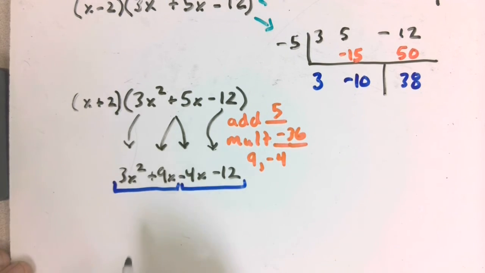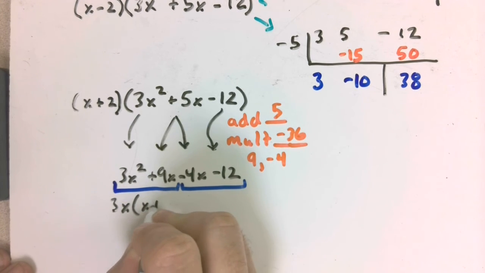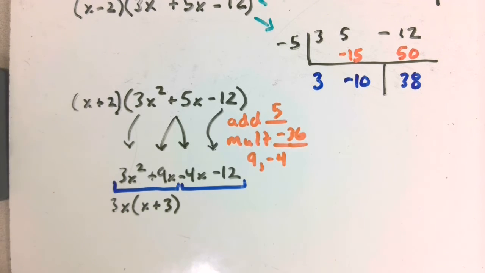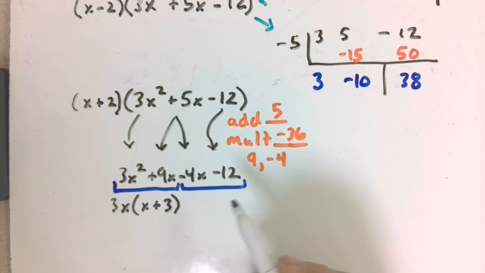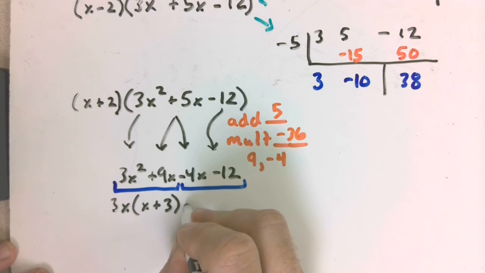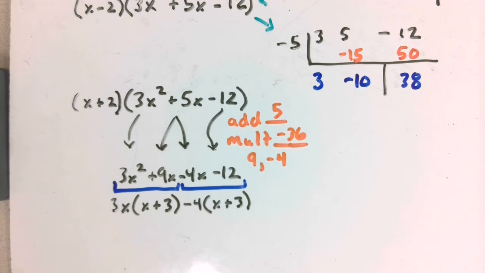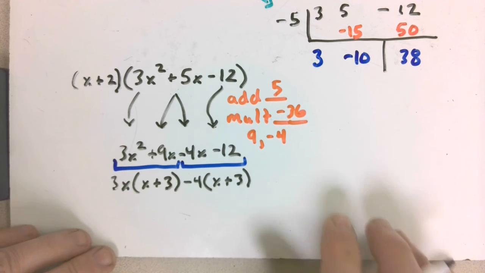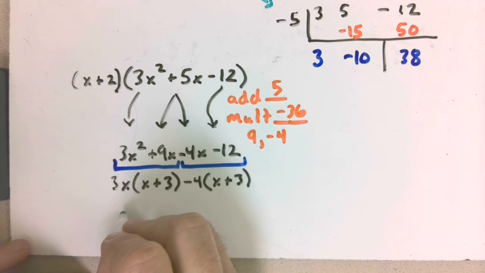These first two terms here, they have a 3x in common. If I factor a 3x in common, I end up with an x plus 3. These last two terms have a 4 in common. I can factor out either a positive or a negative 4, and I'm going to choose a negative 4 because this first term here in this last group is a negative. So I'm going to factor a negative 4 out in front. And if I do that, I end up with an x plus 3. I do have matching parentheses here, which means that this does factor.